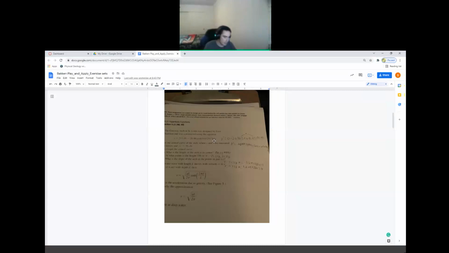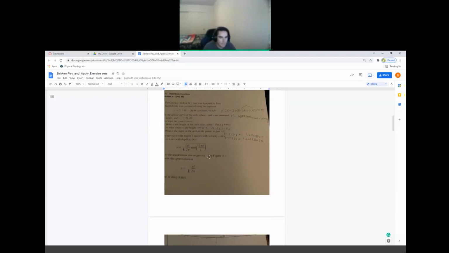48, it gives this function, I guess, of the arc in St. Louis, and then it asks to, for A, graph the central curve. B, what is the height of the arc at its center? C, at what points is the height 100 meters? And D, what is the slope of the arc at the points in part C?